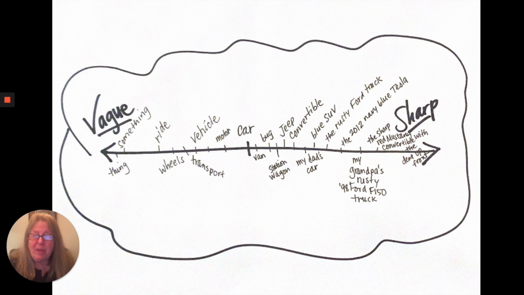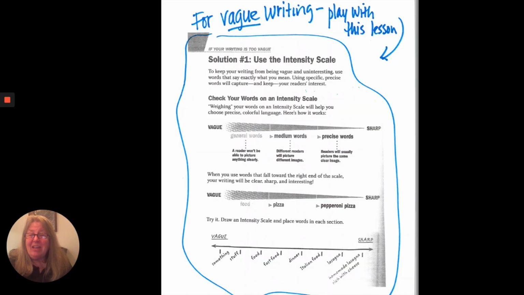"My mom brought me in her vehicle." "She brought me in something." Or, "She brought me in my grandpa's rusty 98 Ford F-150 truck." And you see the difference. Kids can see it concretely. All you need to do now is have them make their own intensity scale, and they can start with any word that you give them.